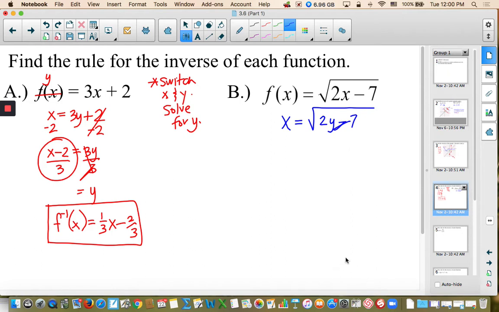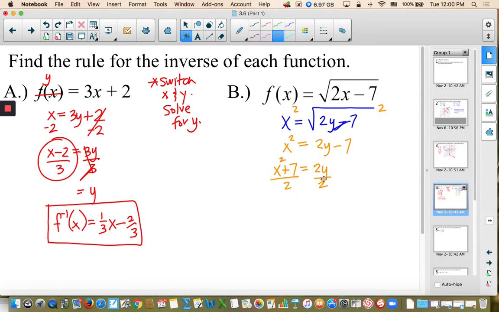Okay, then I'm going to solve for y. So to solve this for y, I'm going to square both sides. I get x squared equals 2y minus 7. I am then going to add 7 to each side, so I have x plus 7. Oops, I forgot to keep that squared. X squared plus 7 equals 2y. I divide both sides by 2.